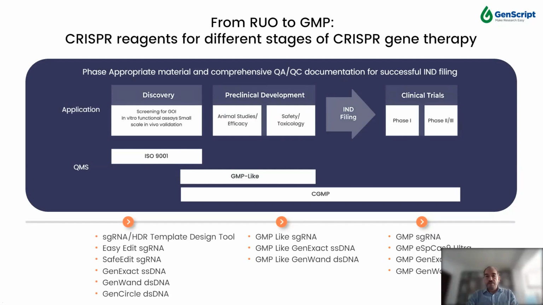And again, for our preclinical and clinical studies, we have GMP-like sgRNA qualities. We have GMP-like gene-exact single-stranded DNA templates, GMP-like gene-1 double-stranded DNA templates. We also have GMP grades of sgRNA and ESP-Cas9 enzymes. We have GMP grade gene-exact single-stranded DNA templates and GMP gene-1 double-stranded DNA templates.